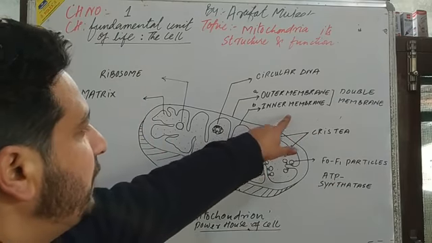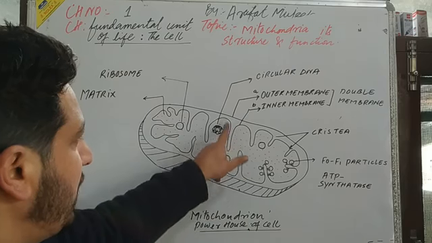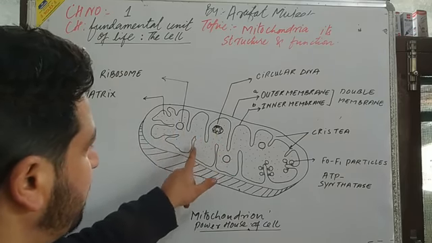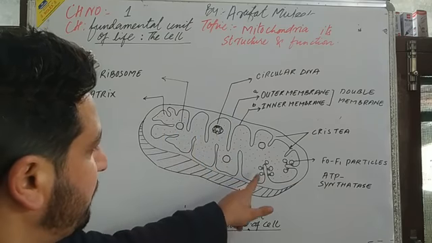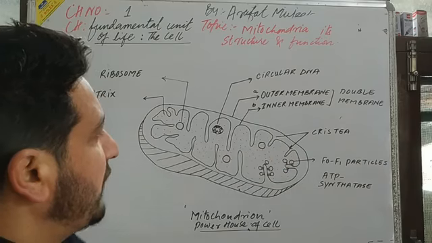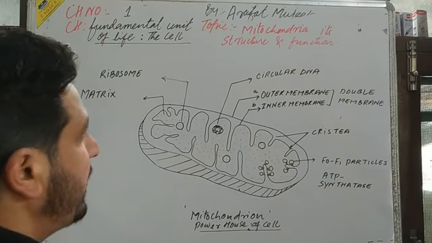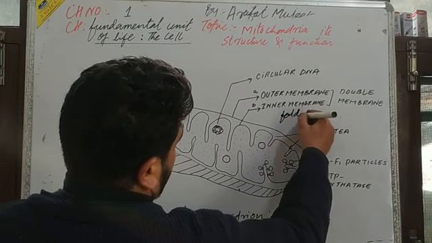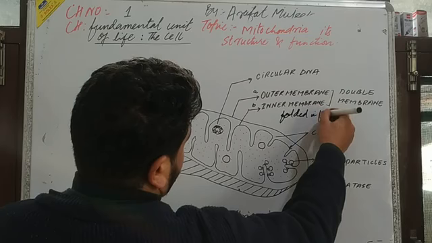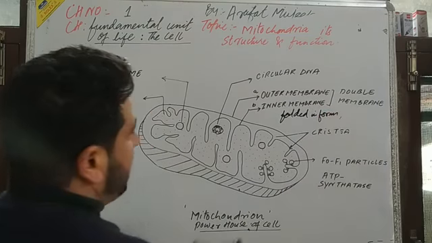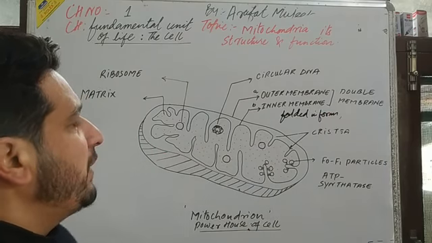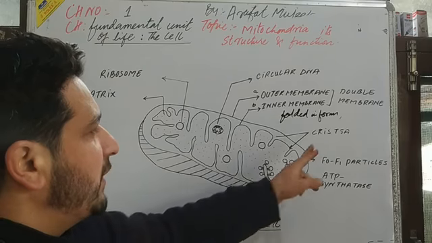And the inner membrane जो है, it is folded. It is folded inwards. Here you can see it is in folded form. That means जो यहाँ inner membrane है, it is in folded form. This folded form of the inner membrane of mitochondria is known as cristae.